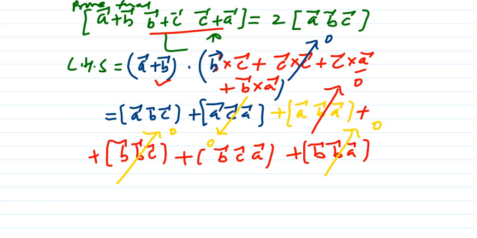The only non-zero values are this one and this one, and BCA can be written as ABC, maintaining the cyclic order. So 2 times ABC will be the right hand side, so hence proved. Okay.